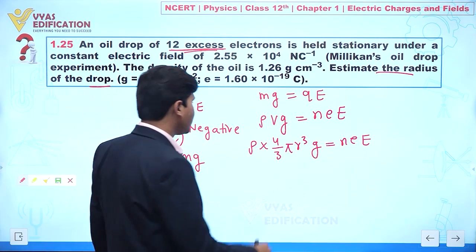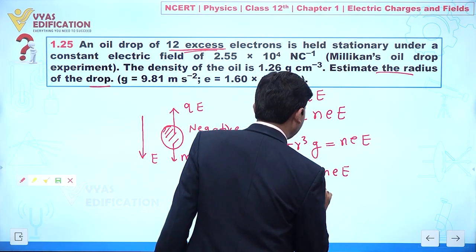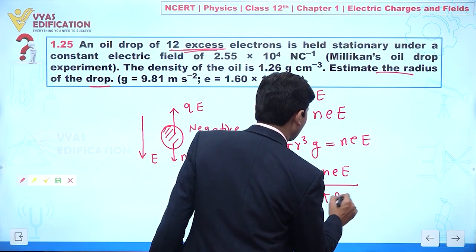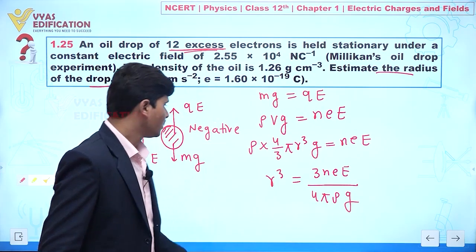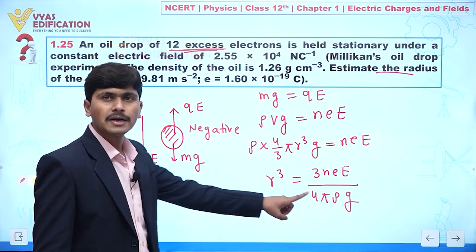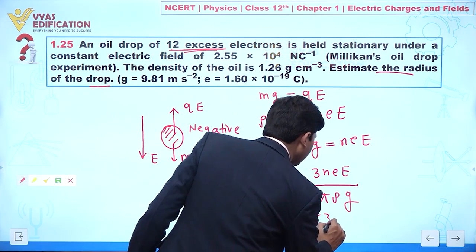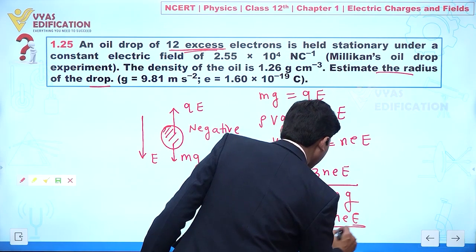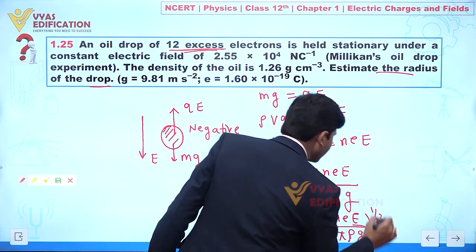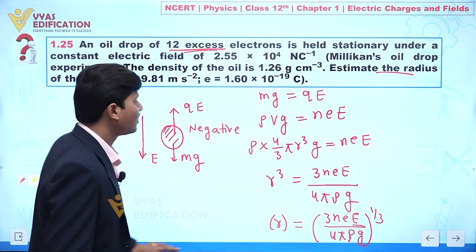So from here we can write r cube equals 3 n e E divided by 4 pi rho g. So r cube is equal to 3 n e E divided by 4 pi rho multiplied by g. So from here r is given by 3 n e E divided by 4 pi rho g, power 1 by 3. Now we will put all the values that are given in this question.